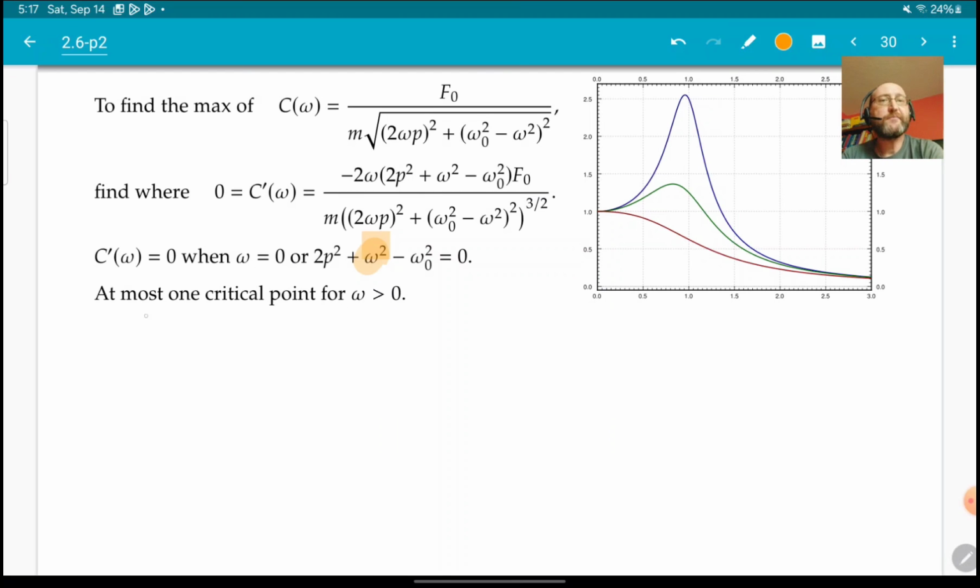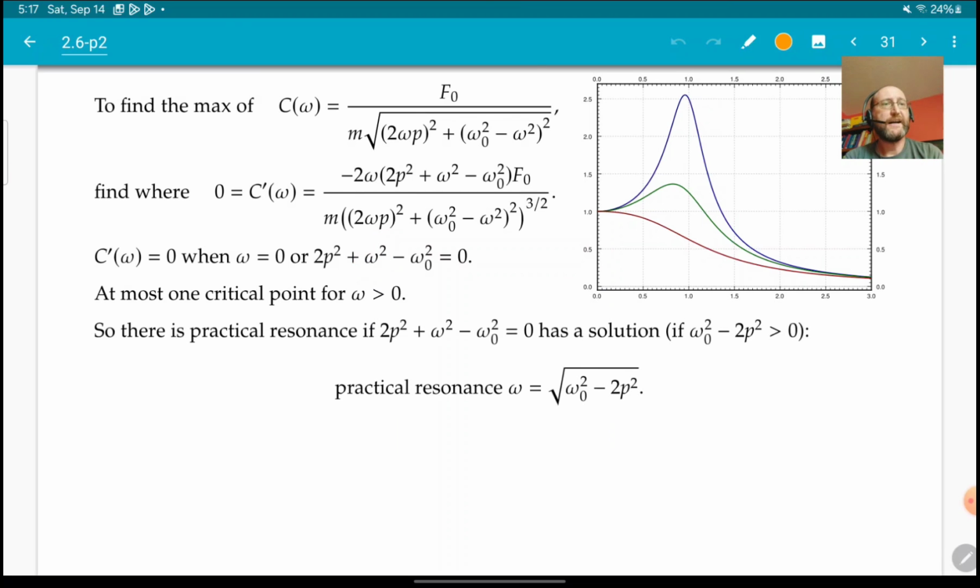Now, there's at most one critical point for omega positive. Maybe there is none. If there is one, then there's only one for positive omega. That's what we can see in this graph as well. Now, when does that have a solution? Well, when the thing that we're taking the square root of is positive. And that's what the solution is. So that's the practical resonance.